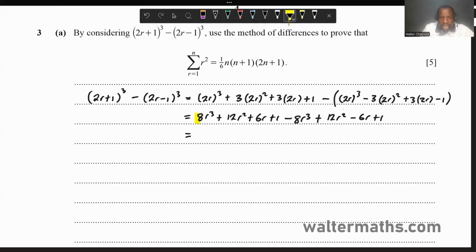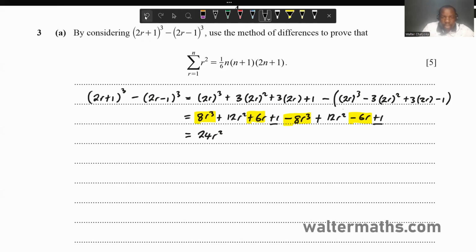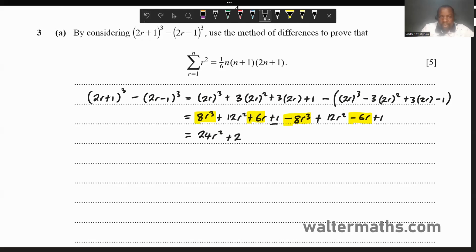So we have here 8r cubed minus 8r cubed giving us 0. And so will 6r be added to minus 6r to again give us 0. So what remains is 12r squared plus 12r squared, which is 24r squared, and 1 plus 1, which is 2. So this is what we have for that. So now we are going to have the sum from r is equal to 1 up to n of terms of the form, okay, let me put a square bracket, 2r plus 1 cubed minus 2r minus 1 cubed, all right?